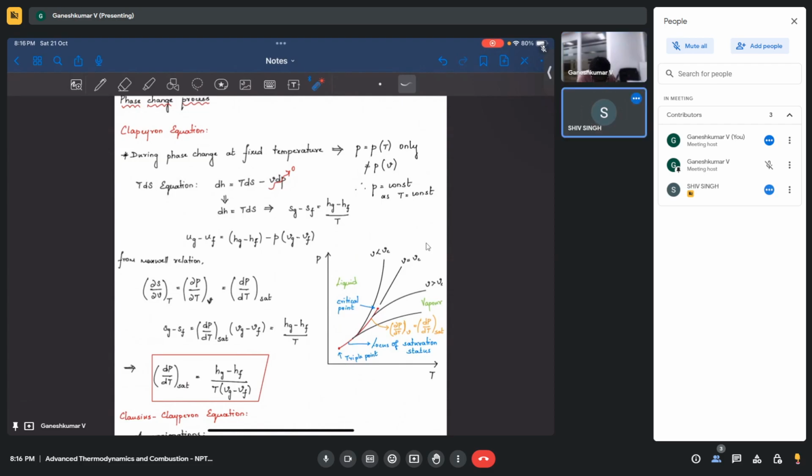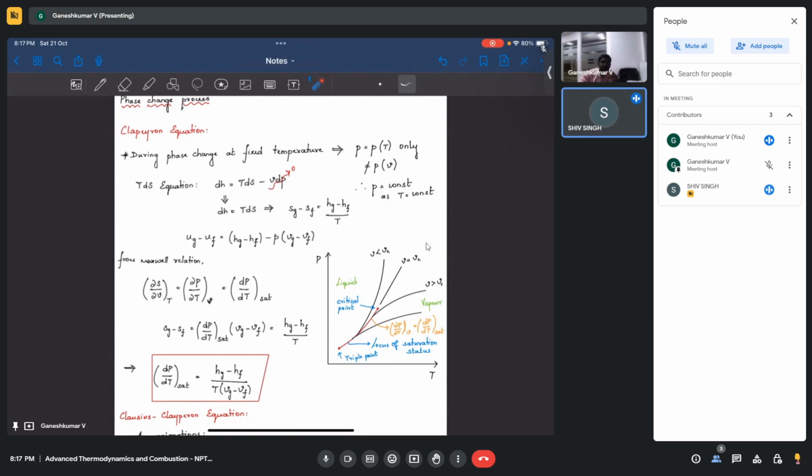So for saturation, sir, how do we change pressure or temperature? For a change of phase, temperature is constant. So how are we differentiating with respect to temperature at that point? Basically, the reason to use the Clapeyron equation is that during the phase change process, pressure and temperature don't change, as you rightly said.